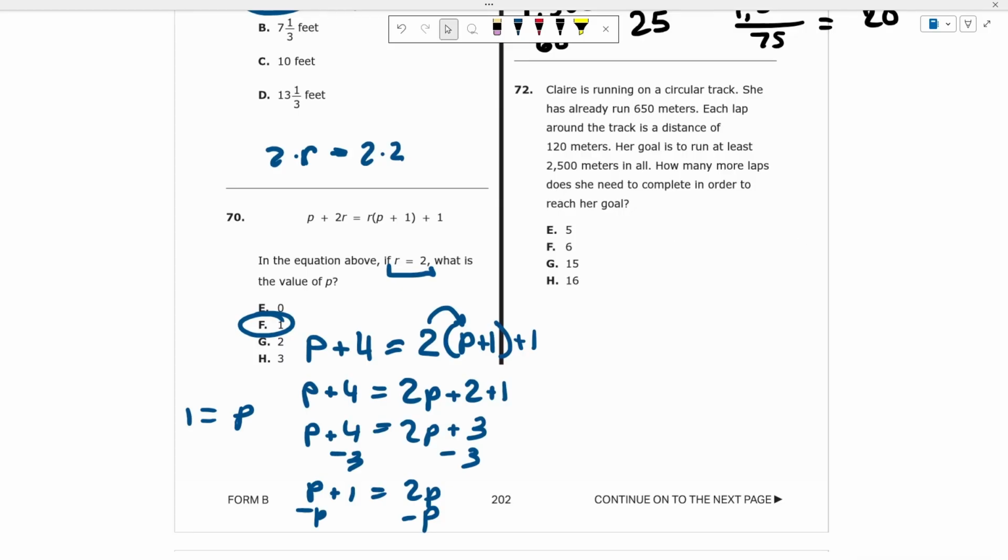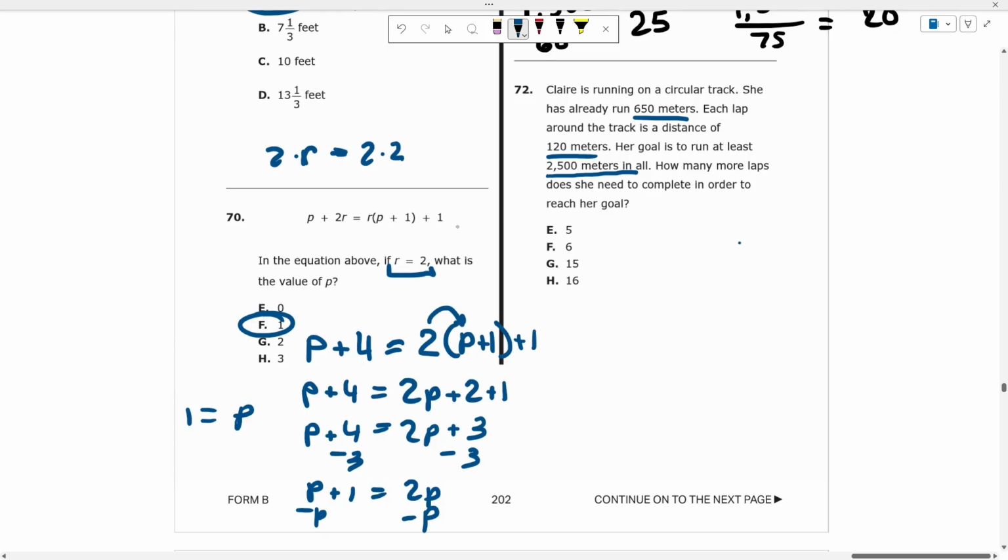72 says that Claire is running on a circular track. She has already run 650 meters. Each lap around the track is a distance of 120 meters. Her goal is to run at least 2,500 meters in all. How many more laps does she need to do in order to complete or reach her goal?